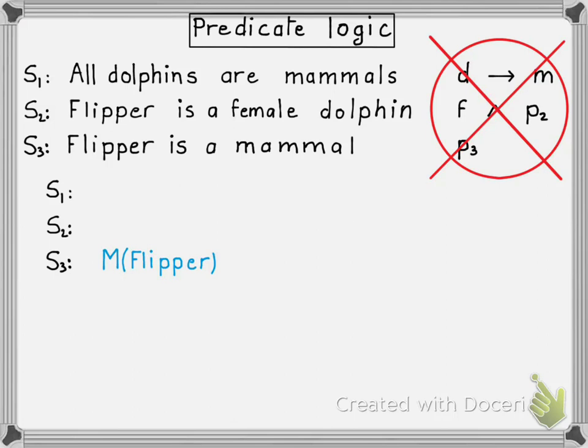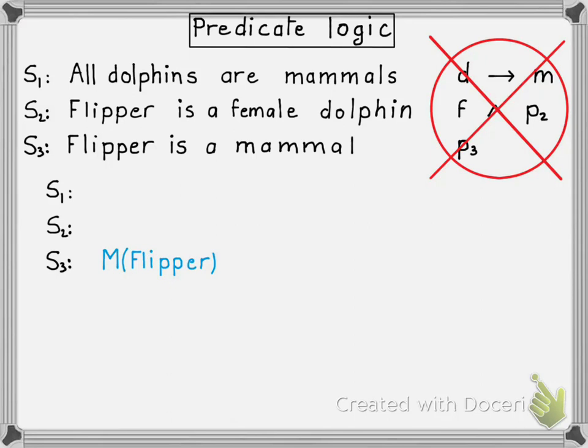And notice the difference between this proposition and this one, in that this proposition makes a distinction between the predicate and the subject of the sentence, whereas this proposition does not get at any of that internal structure of the sentence S3. So this is one advantage of predicate logic, to give us a little bit more information or detail about the internal structure of the sentences in terms of subjects and verbs.